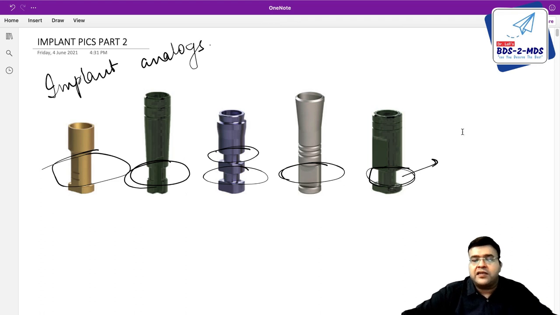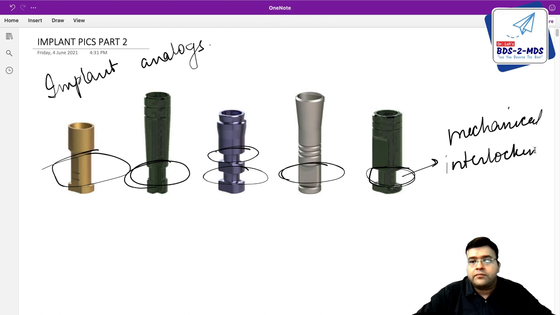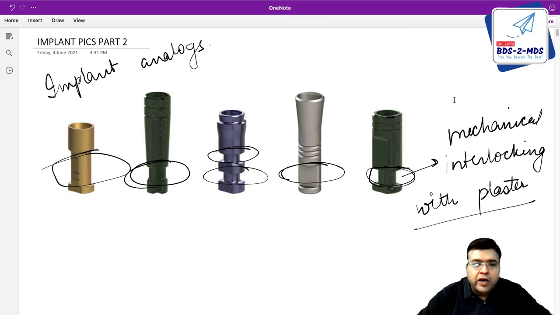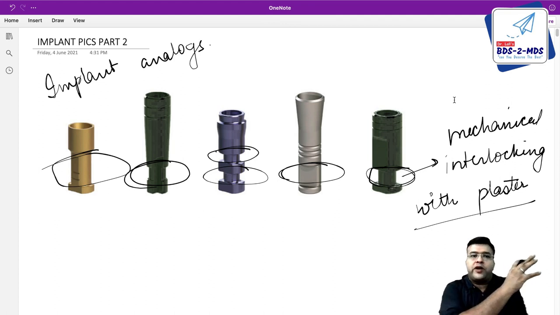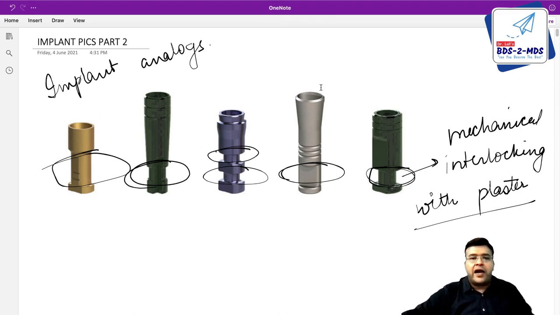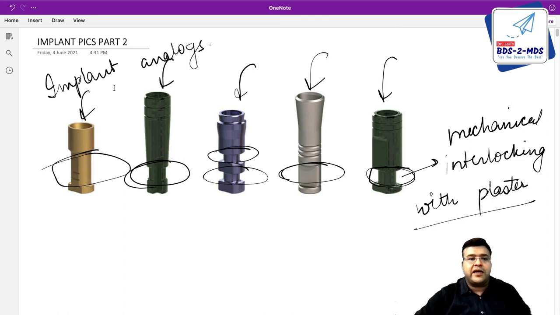Why are these channels there? This is to provide mechanical interlocking with the plaster, with the stone model which you are pouring, because this needs to stay in position and should not move. So they have given grooves or locks, and the internal connections for all these are the same as their corresponding implants, right?